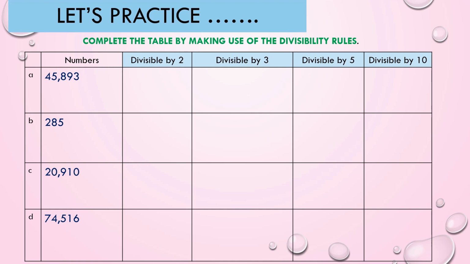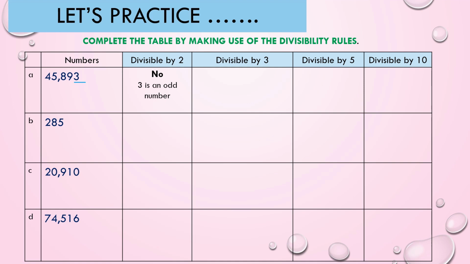45,893. जल्दी से बताएं, is it divisible by 2? Looking at the last digit, last में हमारे पास क्या है? 3. 3 even number है या odd? Odd. It means that it is not divisible by 2. तो आप क्या लिखेंगे? No. 3 is an odd number. ठीक है, सिर्फ देखने से ही आपको समझ आ रही है कि it is not divisible by 2. But for 3 you have to do some working.